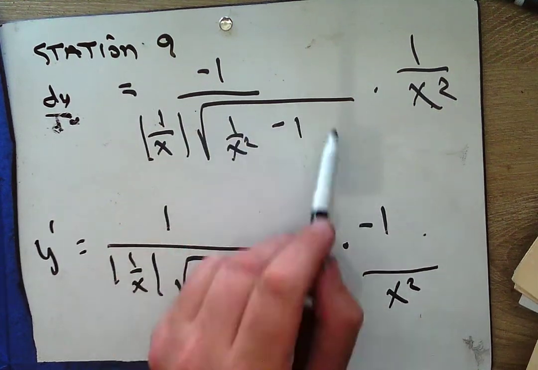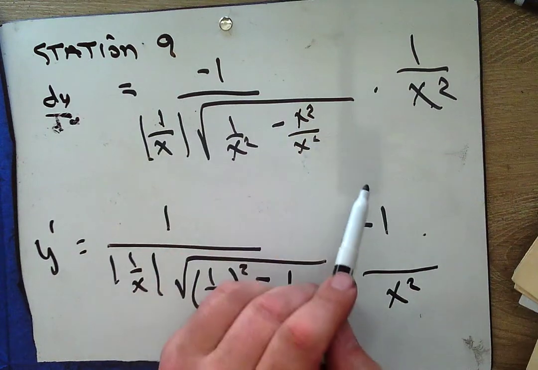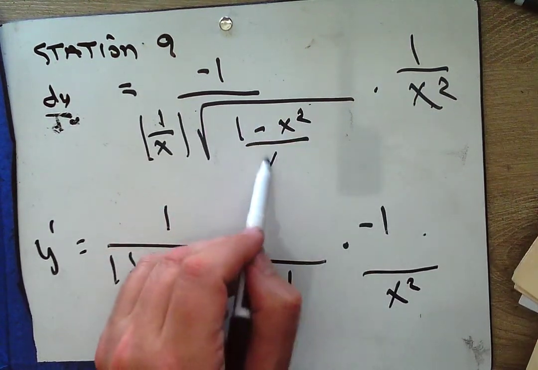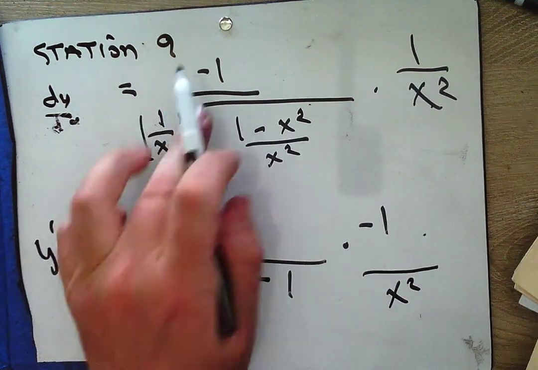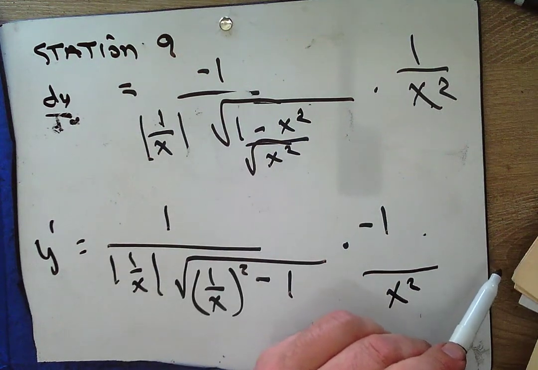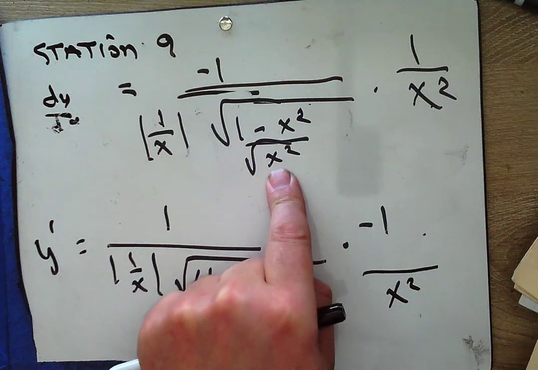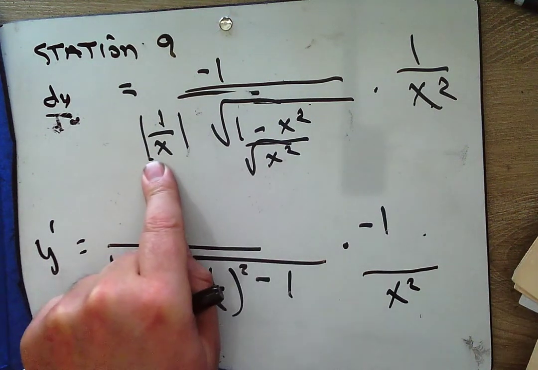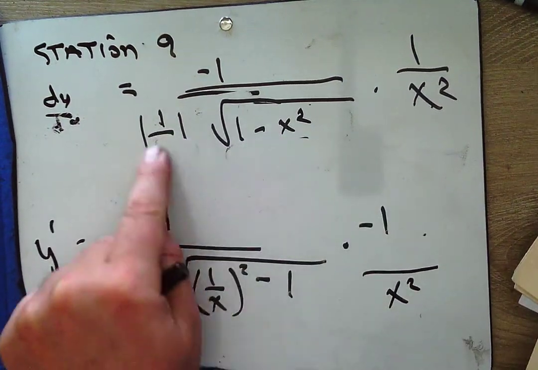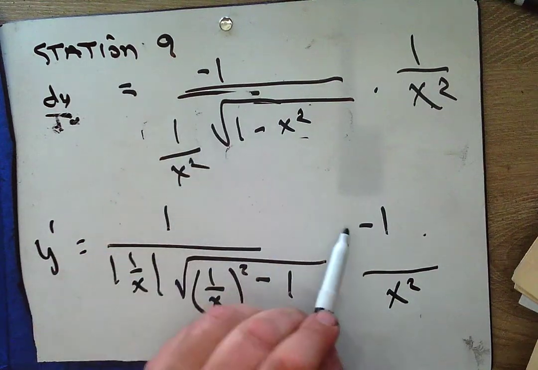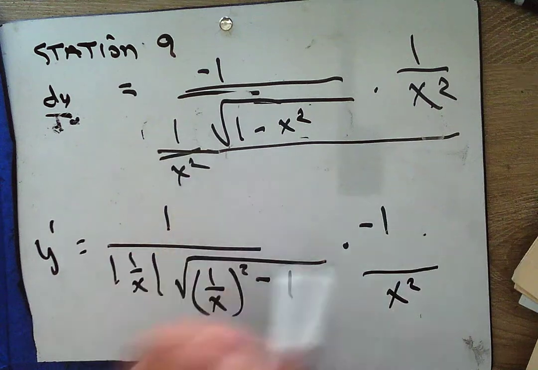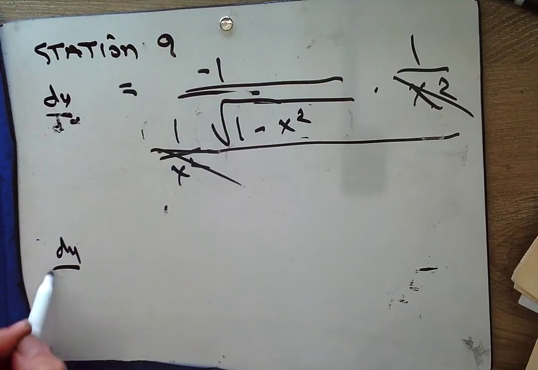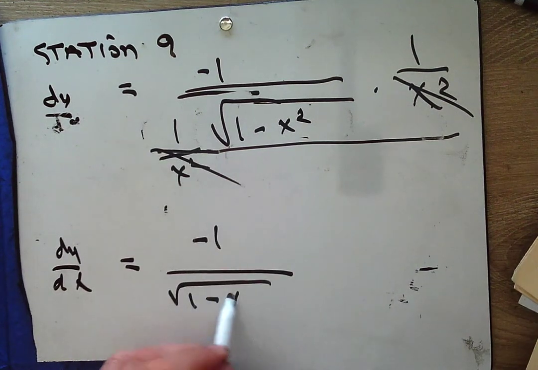Okay. Next, I'm going to make a common denominator here. So that's going to be x squared over x squared. So I can write what's under here as 1 minus x squared over the common denominator. Now I'm going to split this radical into 2 radicals. So why am I doing that? Well, square root of x squared is absolute value of x. Absolute value of x times absolute value of x, I'm going to get x squared. So this and this become 1 over x squared. Now notice, this is above this one, so these can cancel. And so I'm left with dy dx equals negative 1 over square root of 1 minus x squared.